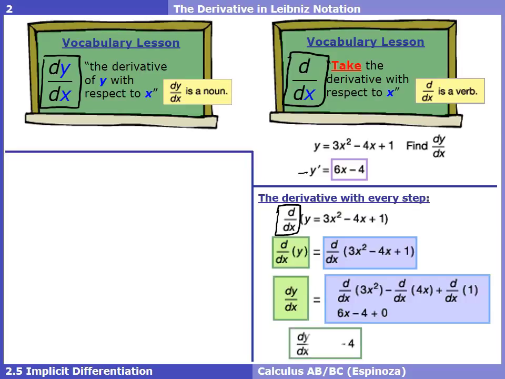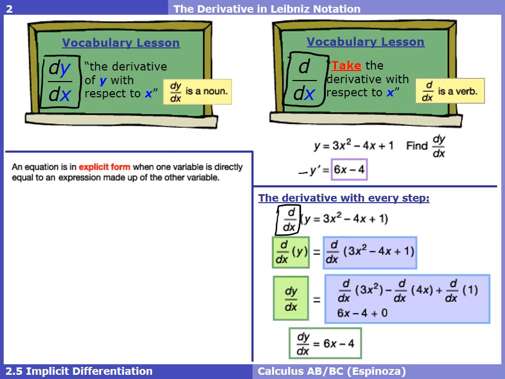So what does that give us as an answer? Well, of course, it needs to give us the same answer from above. The only thing different is the notation I used. Instead of putting y prime, I put dy dx. Still means the same thing. That's our derivative. Okay, so moving on to a little vocabulary.